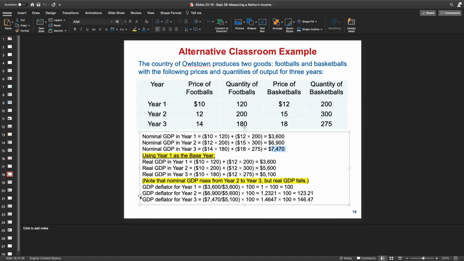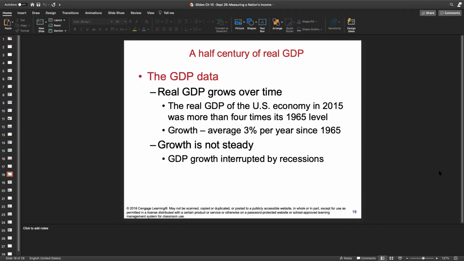So then also we can calculate the GDP deflator for year 1 and 2 to basically get the inflation rate.